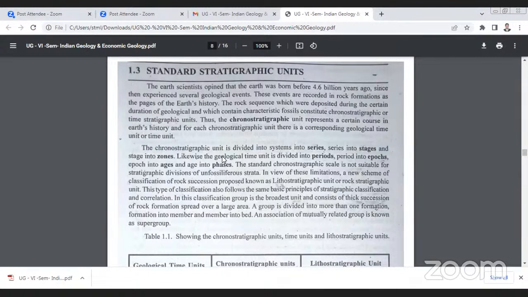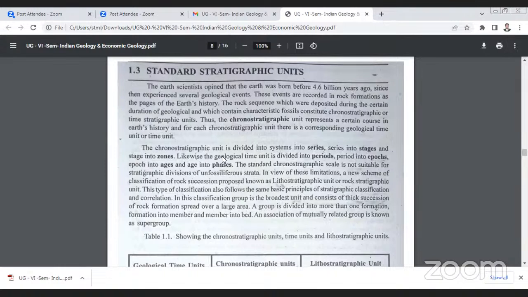In view of these limitations, a new scheme of classification of rock successions was introduced, which follows the basic principles of stratigraphic classification and correlation. In this classification, the group is the broadest unit.